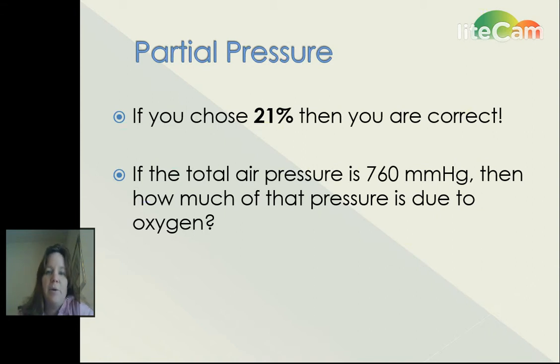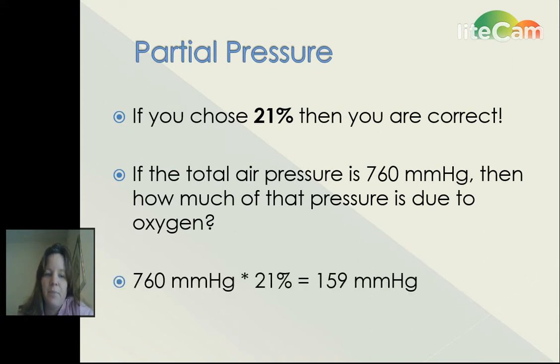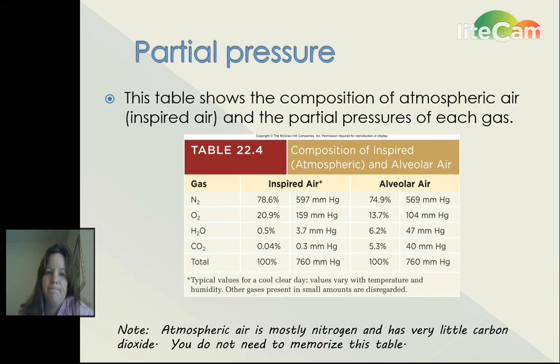So if the total air pressure of the air you're breathing is 760 millimeters of mercury, then how much of that pressure is due to the oxygen in the air? To calculate that, you would multiply that 760 millimeters of mercury times the 21% that's oxygen, and you get 159 millimeters of mercury. So that 159 millimeters of mercury is the partial pressure of oxygen.